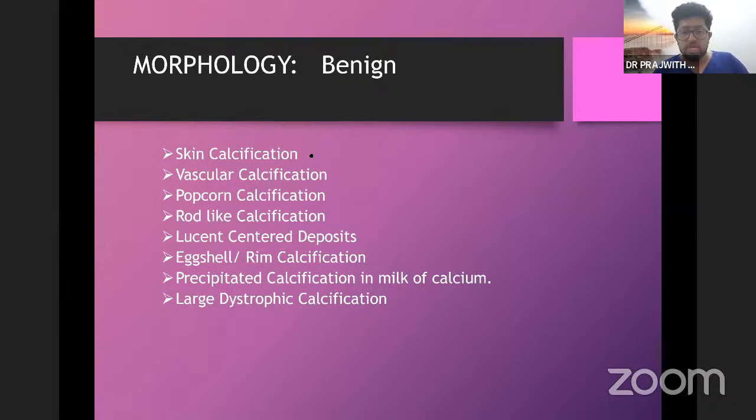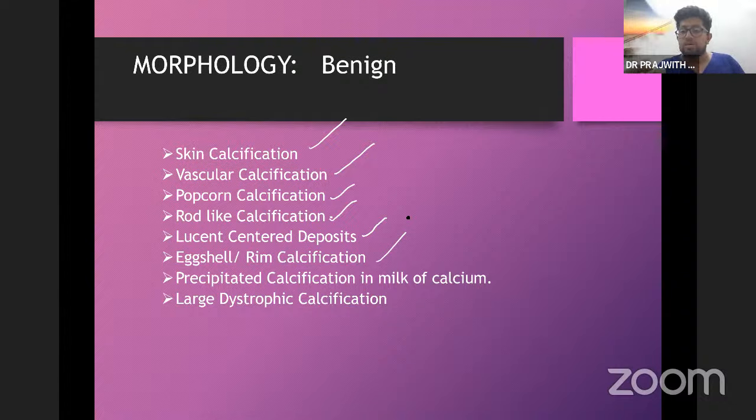Now, let's see what the benign calcifications are. When the calcification is on the skin, it is usually benign. Vascular calcification, benign. Vessels get calcified, atherosclerosis, benign. Popcorn calcification is benign, seen in fibroadenoma or granulomas, and rod-like calcifications are benign. If there is a lucent central deposit, that means some fat component is there, and it will be benign. And eggshell calcification is usually seen in cystic spaces, where there is fluid inside and outside it will form a rim of calcification, benign.